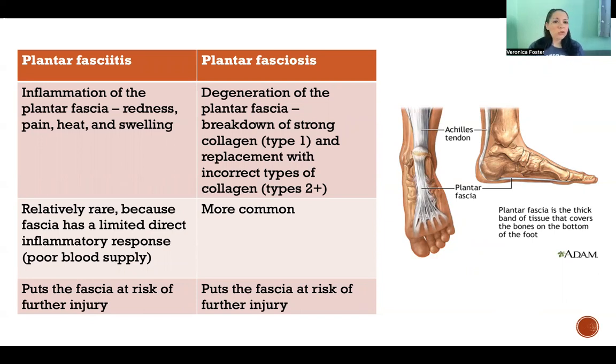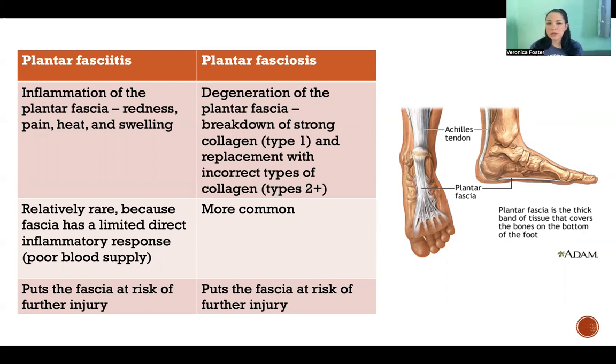Just as a general rule throughout the body, tissues that have more blood supply have more capacity for inflammation because the chemical process that causes inflammation is carried through blood flow. And then inflammation itself is more blood flow. So, areas of low blood flow tend to not become inflamed very often. Instead, in plantar fasciosis, that's degeneration of the plantar fascia.